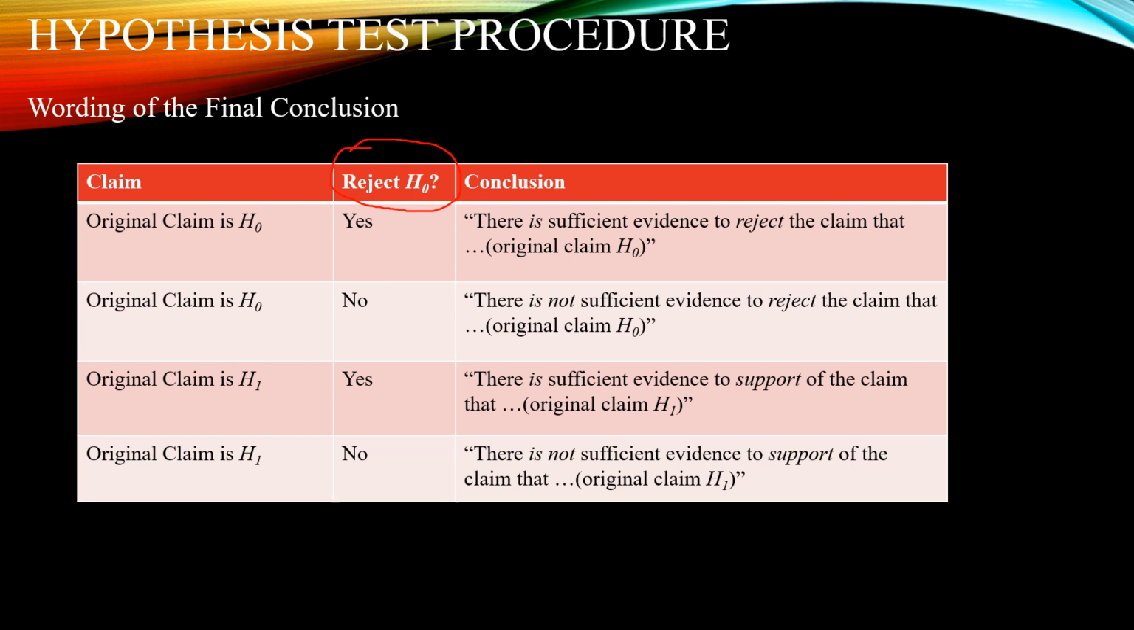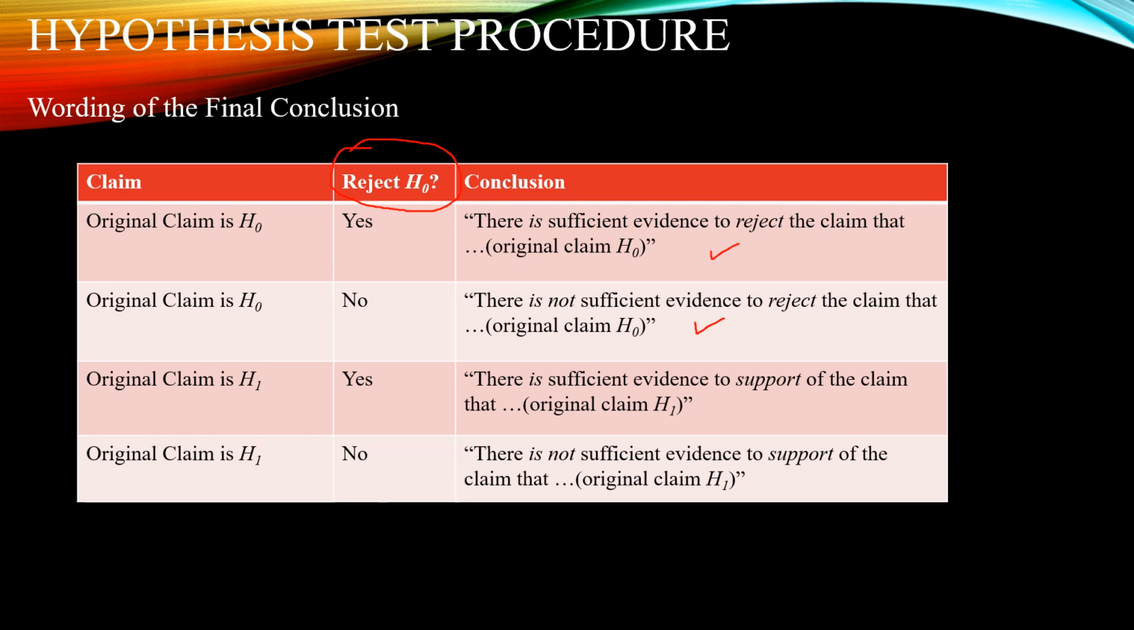If your original claim is the null hypothesis and you rejected that claim, then you would have a conclusion that there is sufficient evidence to reject that null hypothesis. If your original claim is the null hypothesis and you did not find enough evidence to reject that claim, then there is not sufficient evidence to reject the claim of the original null hypothesis.